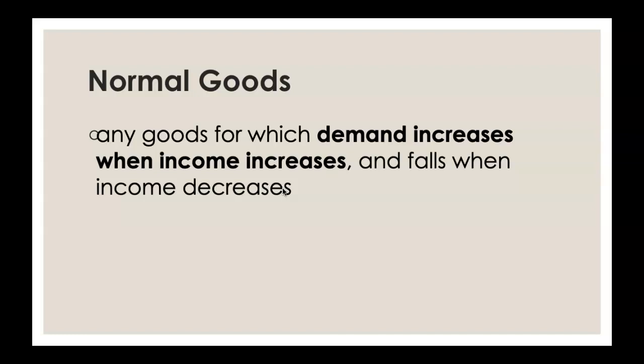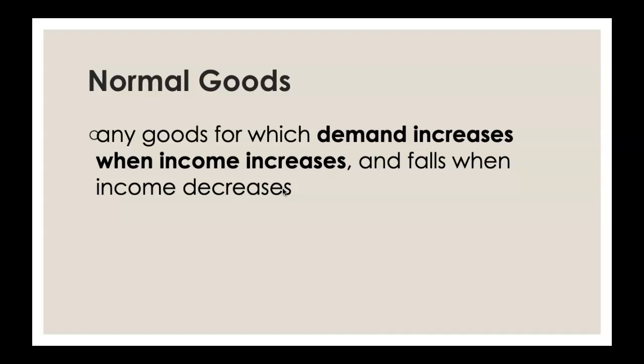If all of a sudden there's a huge tax break and everybody has a bunch of extra money coming in their paychecks, for normal goods, people will end up buying more of them. For example, steak dinners. If all of a sudden the whole population has more money to spend, Cattleman's is going to have more business. There's going to be a higher demand for steak dinners.